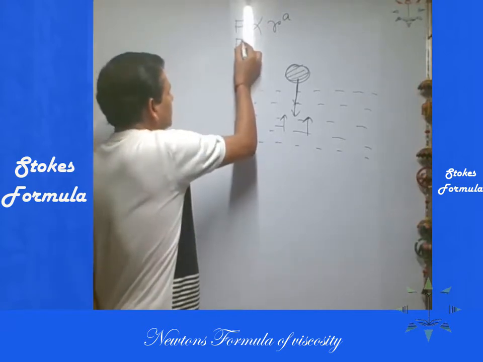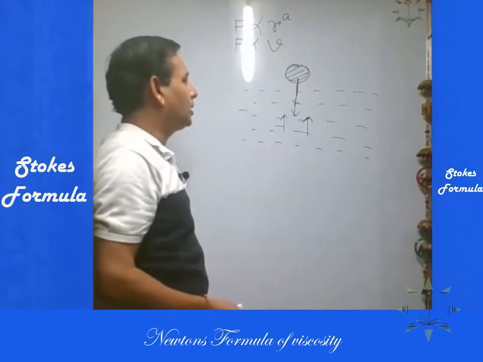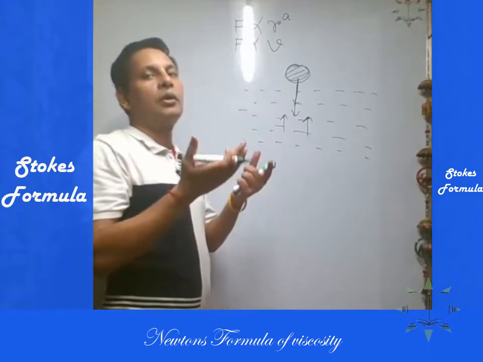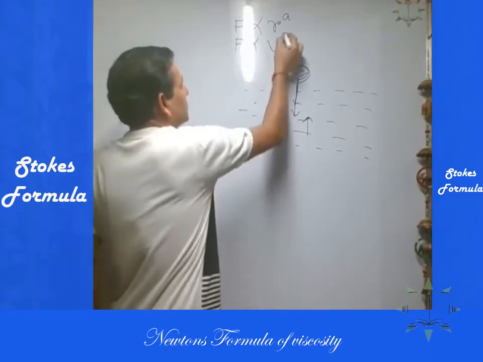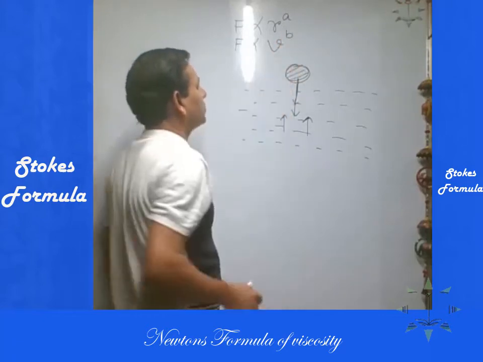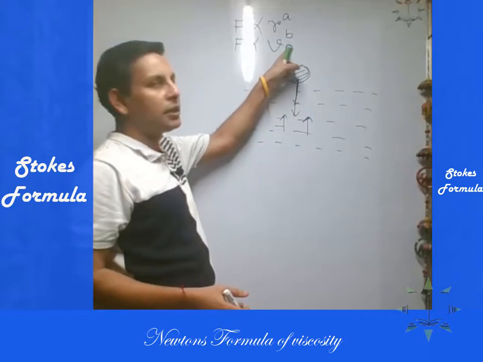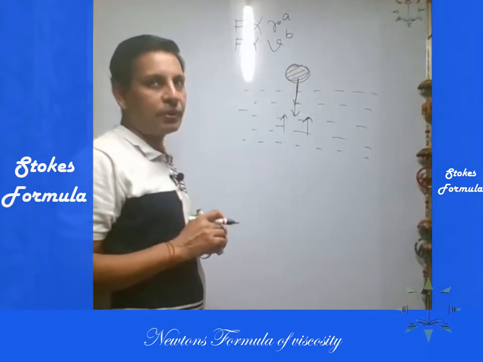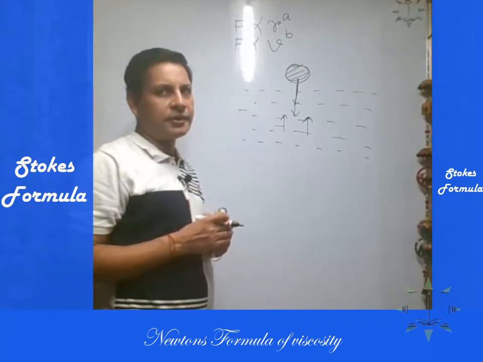This viscous force is proportional to the velocity of this sphere through the liquid. If the sphere falls with a higher velocity, it will experience more viscous force, correct? So viscous force is proportional to velocity to the power b. Whether it is proportional to the square of velocity or linearly proportional or cube of velocity, we will have to derive, okay, using certain techniques called dimensional analysis technique.